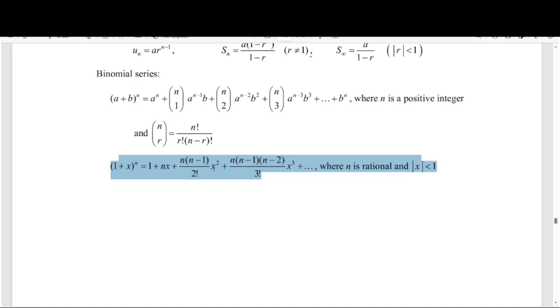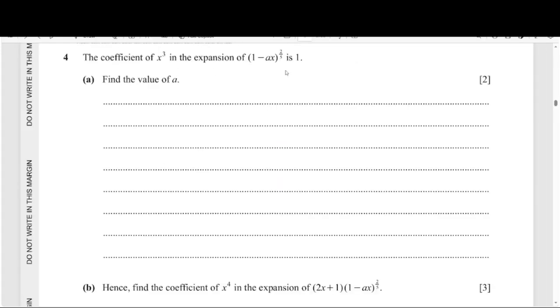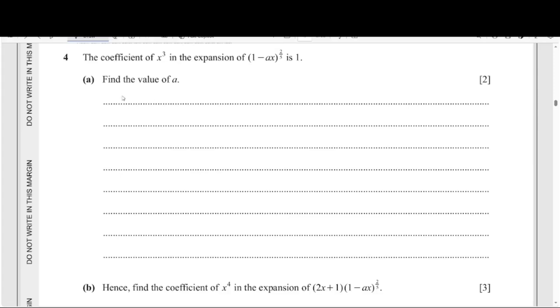So we apply this formula, right? We are looking for the coefficient of the x cubed term, and that is this term. So we just need to quote this one where n is rational, and then do a substitution and find the coefficient, after which we are going to equate it to 1, since the question says the coefficient is 1. So from here, our n is the exponent, just as we find in the formula. And so n is equal to 2 over 5, which is the same as 0.4, right?